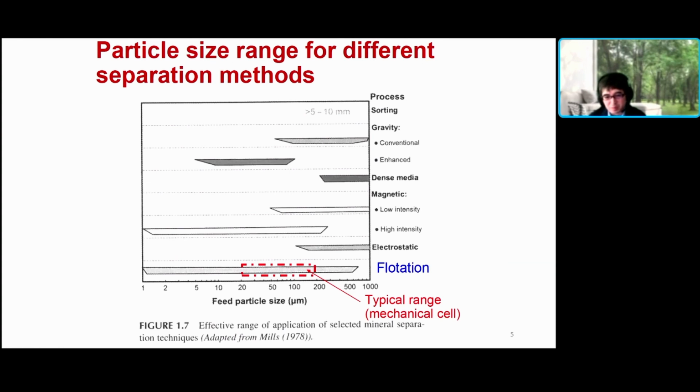There is some argument, but typically a suitable particle size range is from 10 to 20 micron up to 100 to 200 micron. So that is a suitable size range for the conventional mechanical flotation cell.